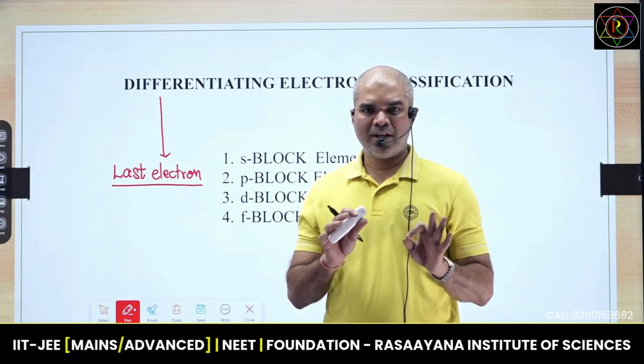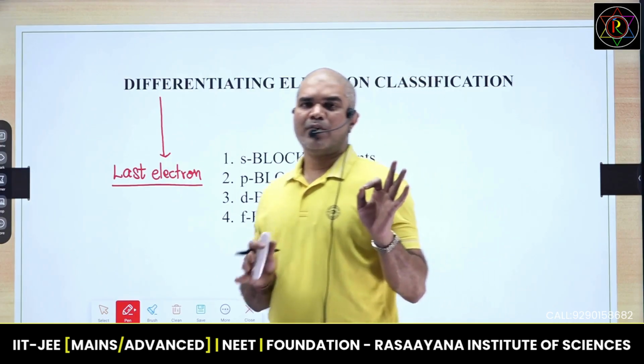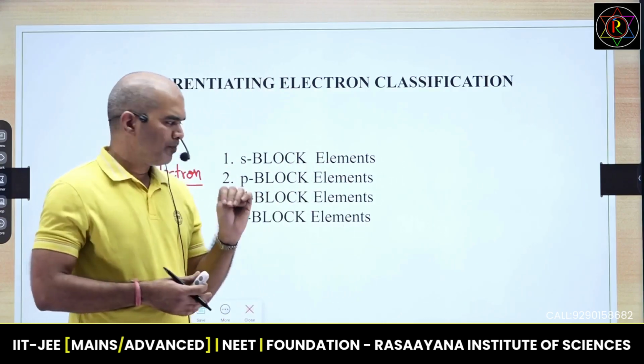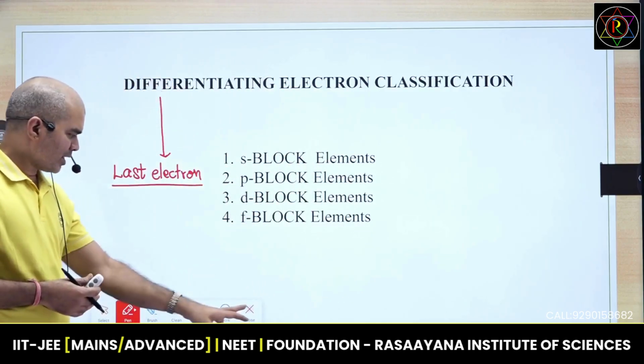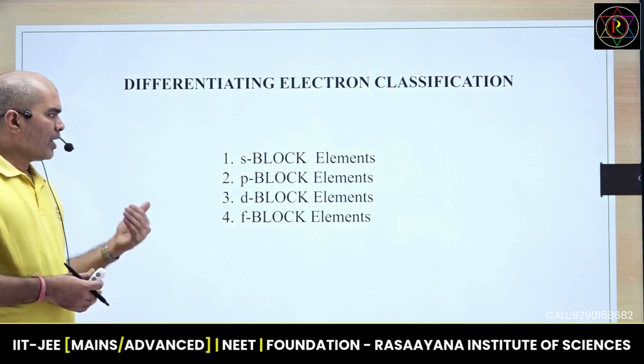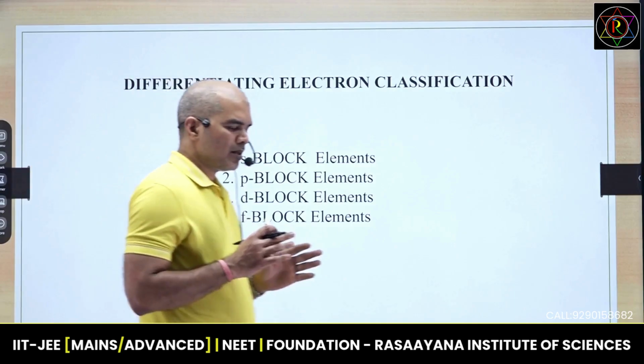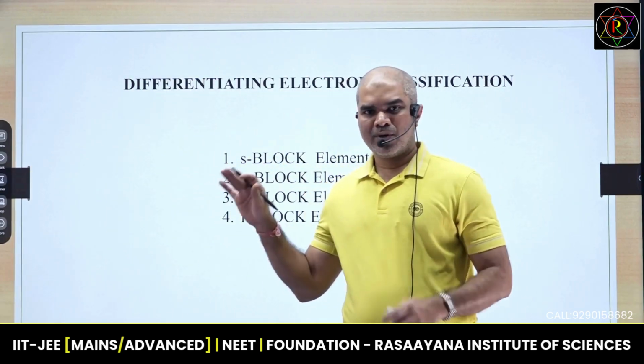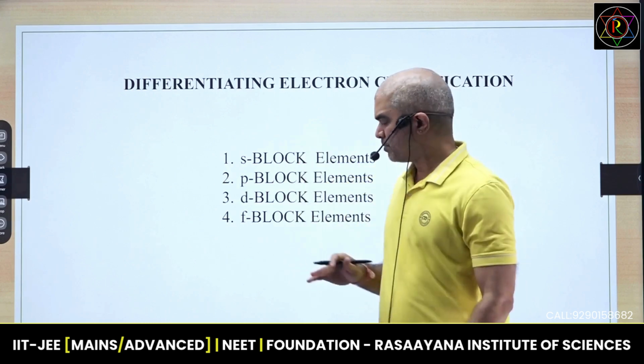This is a very convenient classification. We classified them into 4 blocks: s block, p block, d block and f block. For each of these, let us go through the electron configurations and the most important striking features or characters of these blocks. We'll just go through easily.